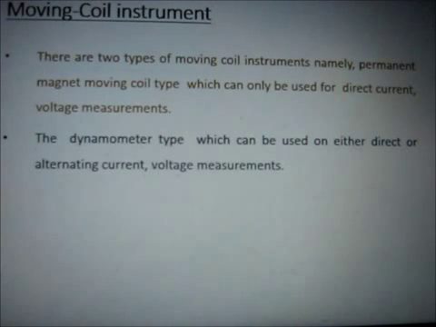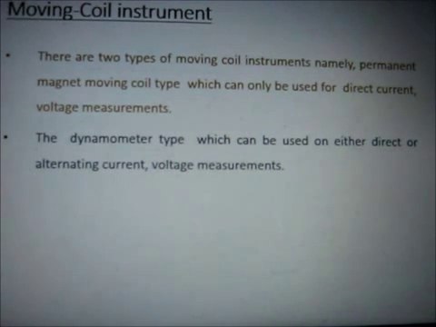Next type is the moving coil type. These are also of two types, that is the PMMC or permanent magnet moving coil, which can be used for direct current voltage measurement. It is better used for DC sources. And the dynamometer type, which can be used in either DC or alternating voltmeter.